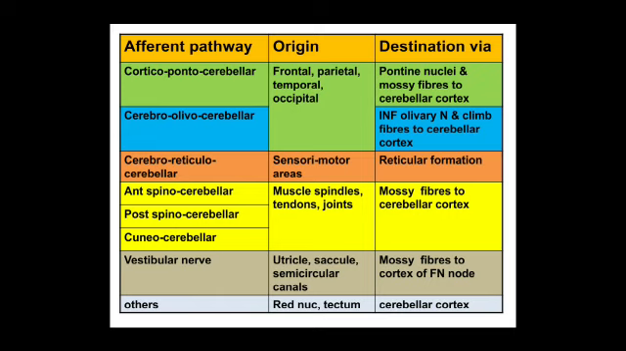Anterior spinocerebellar, posterior spinocerebellar and cuneocerebellar, they originate from the muscle spindles, tendons and joints. The main destination, the mossy fibers to the cerebellar cortex. The vestibular nerve, mainly to the utricle, saccule and semicircular canals. So main destination, the mossy fibers to the cortex of the flocculonodular node. Others coming from the red nucleus and tectum to the cerebral cortex.